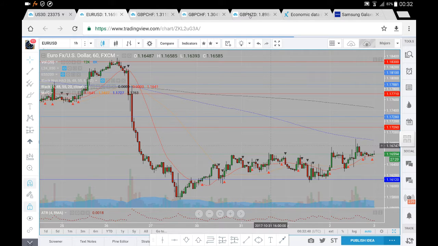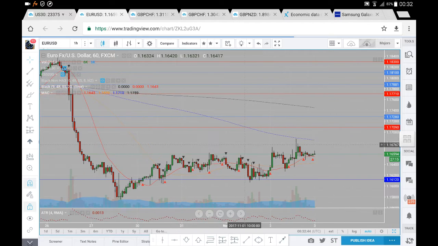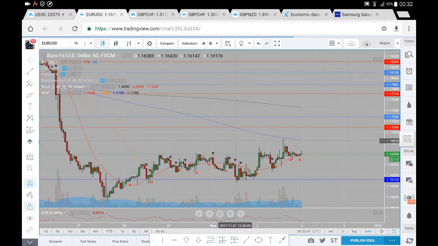So this is the euro dollar analysis for Friday the 3rd of November. Now let's have a look at what happened on the 2nd of November.